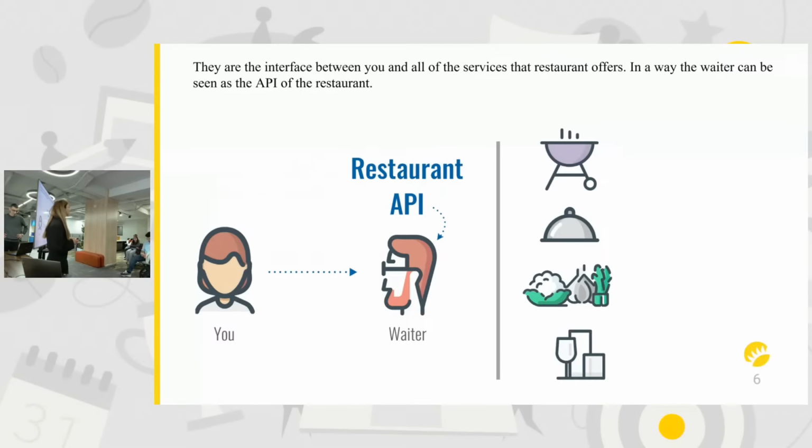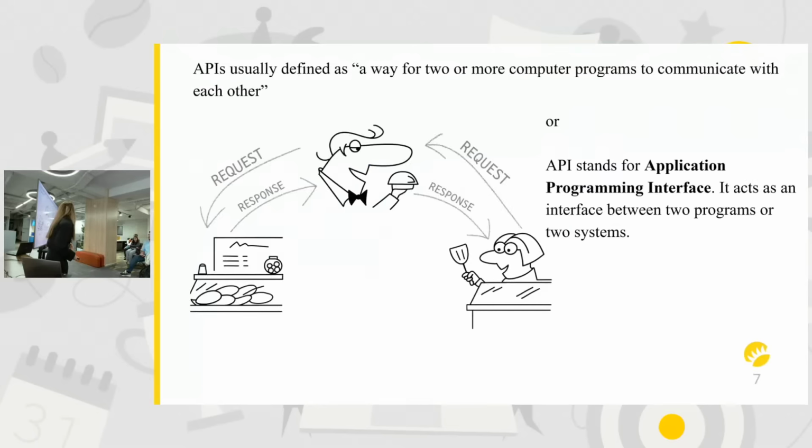Of course, I started with this analogy. Usually when explaining what API is, we use this analogy, but it's so simple. Of course, there are complex cases. So once again, API stands for Application Programming Interface.